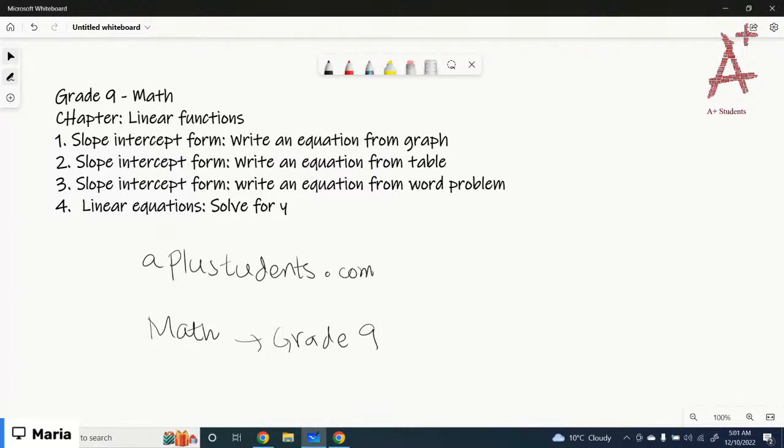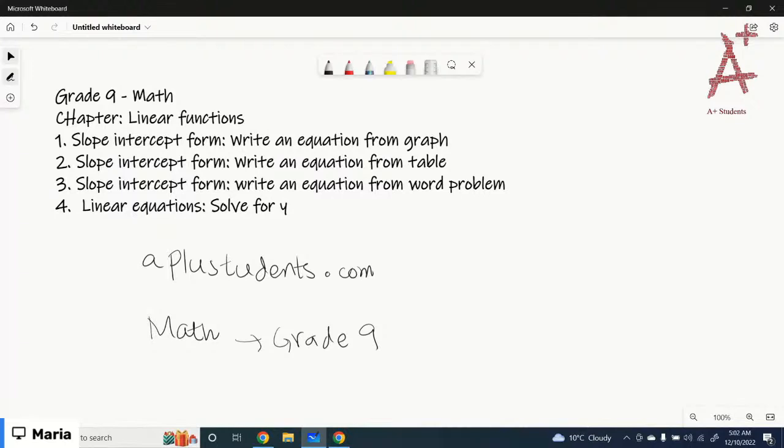Find the lesson linear functions. So, here is the list of the lessons we are going to cover today. They are slope intercept form, write an equation from graph. Slope intercept form, write an equation from table. Slope intercept form, write an equation from word problems. Then the linear equations solve for y. Got it?